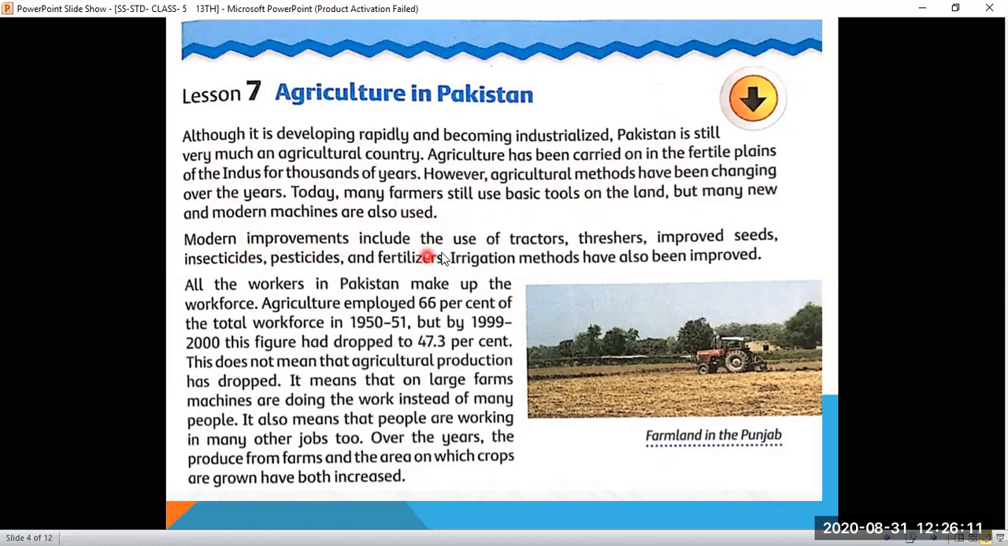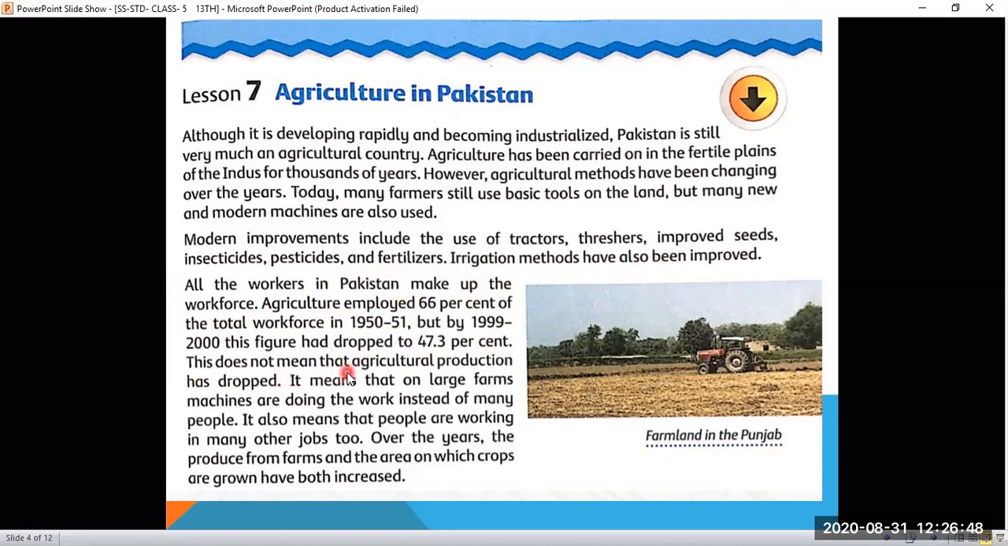Modern improvements include the use of tractors, threshers, improved seeds, insecticides, pesticides, and fertilizers. Irrigation methods have also been improved. All the workers in Pakistan make up the workforce. Agriculture employed 66% of the total workforce in 1950-51, but by 1999-2000, this figure has dropped to 47.3%.